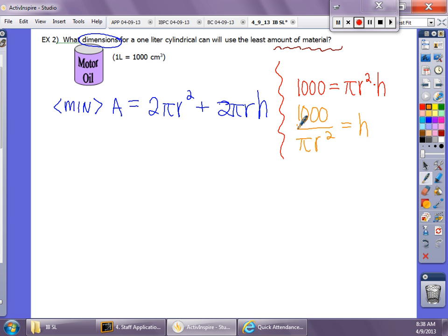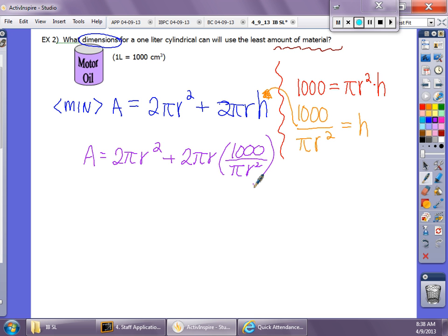Alright. And then once you get that, we're going to substitute that right in here. So what do we get? We get that the area is 2 pi r squared plus 2 pi r times 1,000 over pi r squared. And then simplify it. Don't leave it like that. You want it simplified so that the derivative is easy to do. So that's 2,000 over r, which is the same thing as 2,000 times r to what power? -1 is correct. Good.